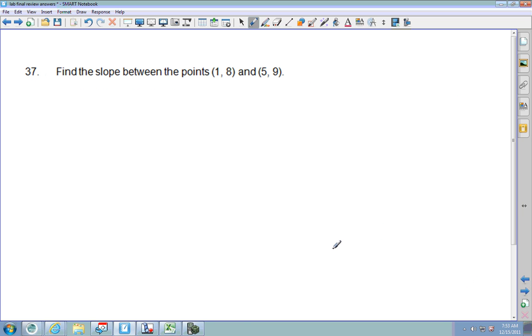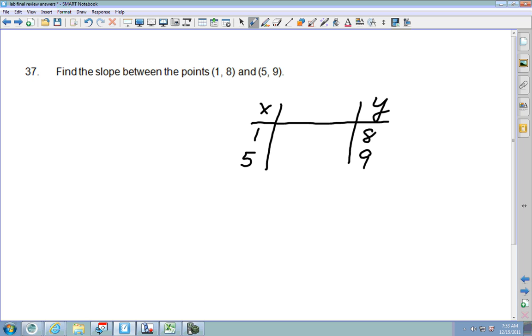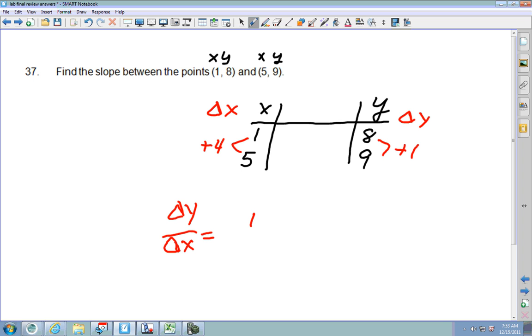Find the slope between these 2 points. If this is all it gives you, what do you do? Build a table, and let's put in there (1, 8) and (5, 9). Remember, this is my x and my y. Some people get this confused. That's x and y, x and y. So now you're going to do delta y, the change in y, plus 1, delta x, plus 4. Slope is the change in y over the change in x. 1 over 4. That is your slope.